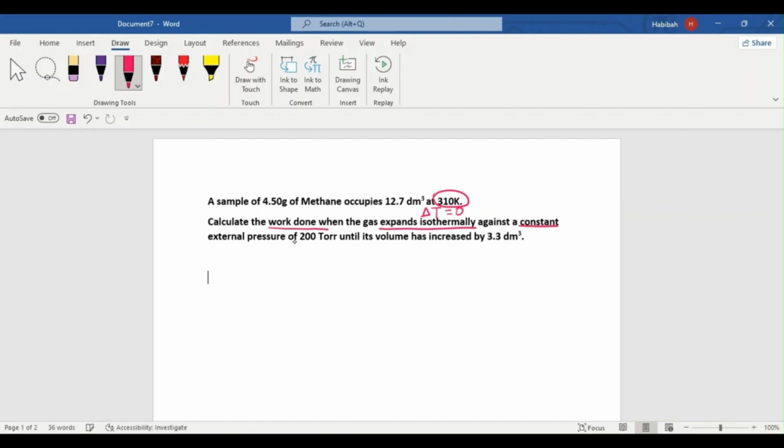And this occurs against a constant external pressure of 200 torr. So one thing you have to know is, when you look at the first part of the question, when they tell you that there's an isothermal expansion, you could have a situation where it is an isothermal expansion that is reversible or that is against constant external pressure. And whichever one you're given is going to determine the formula that you would use.